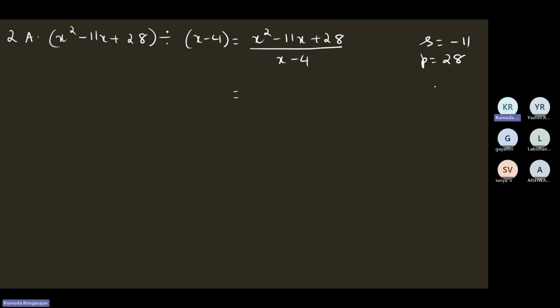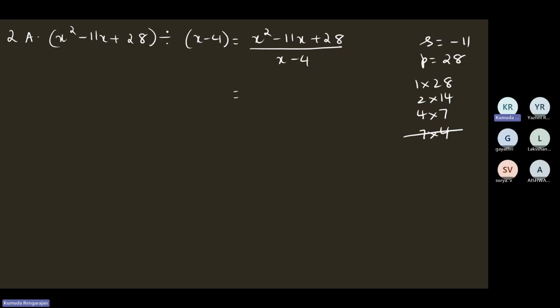Now we'll have to write the factors of the product. 1 into 28 is 28. 2 into 14 is 28. 4 sevens are 28 and 7 fours are 28. So this pair is repeated, so we stop here. You don't have to check ahead.